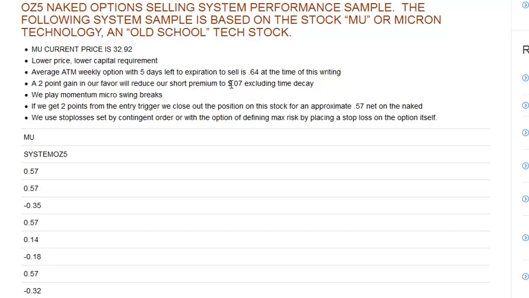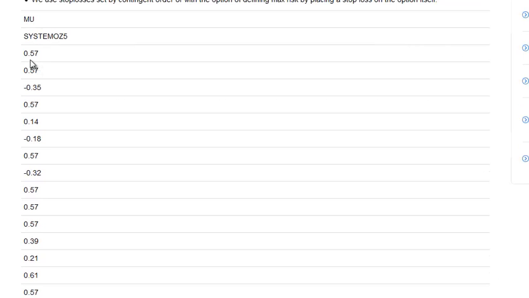A 2-point movement in Micron, MU, would take this 0.64 option down to 0.07. So we collect all that, thereby netting us out a 0.57 credit on momentum alone. We integrate a momentum trigger with the system, and you just simply take the signals. This is just designed to average out a weekly net. So the concept here is you can see all the trades.